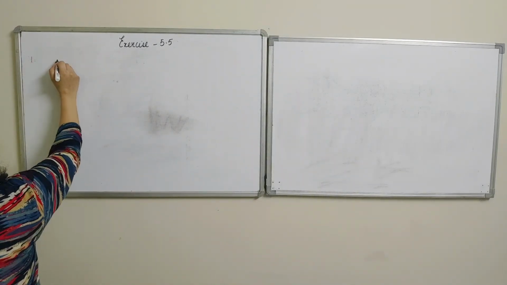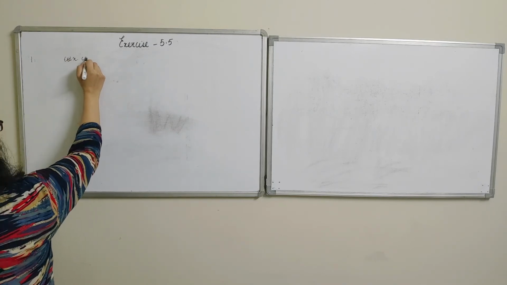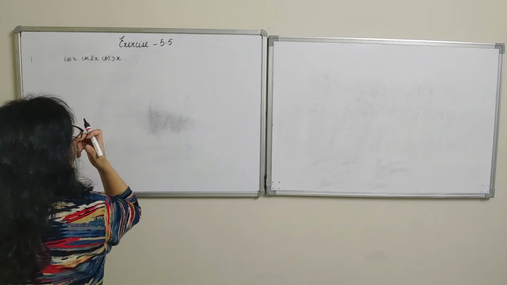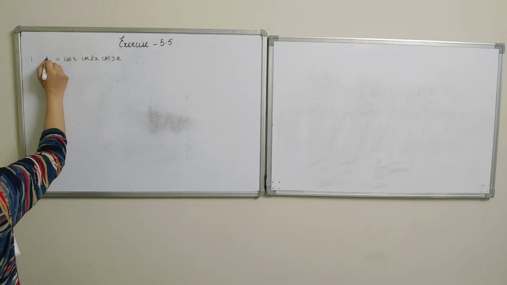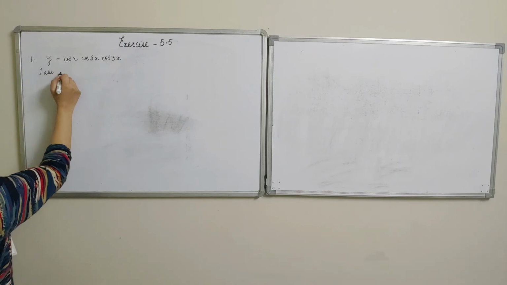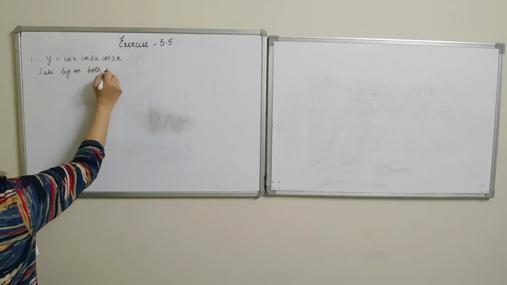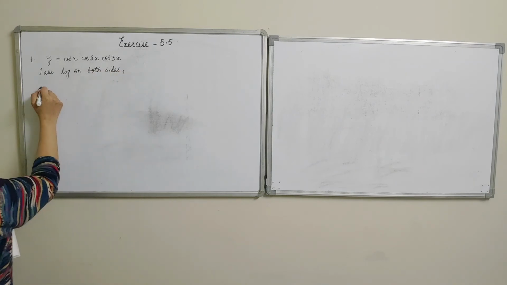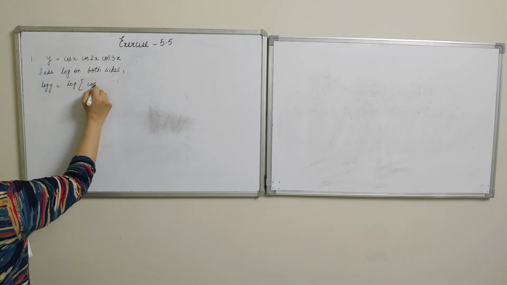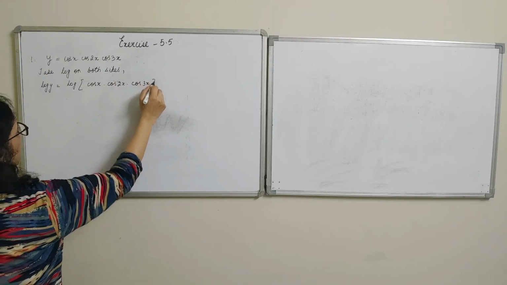The first question of the exercise is a product of 3 terms, cos x, cos 2x, cos 3x. When you look at a product of 3 terms, you can of course use the product rule, but here we want to use a log function. So how do we use the log function for differentiation? First of all, take log on both sides. So we have log y is equal to log cos x into cos 2x into cos 3x.